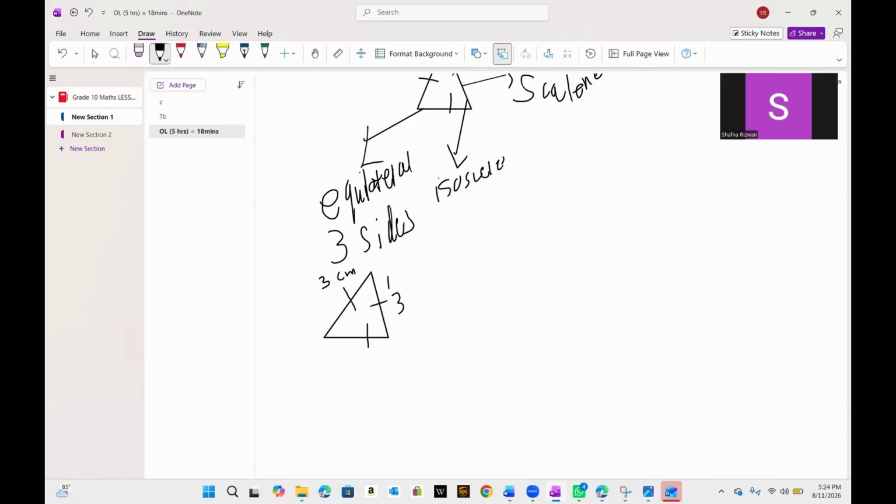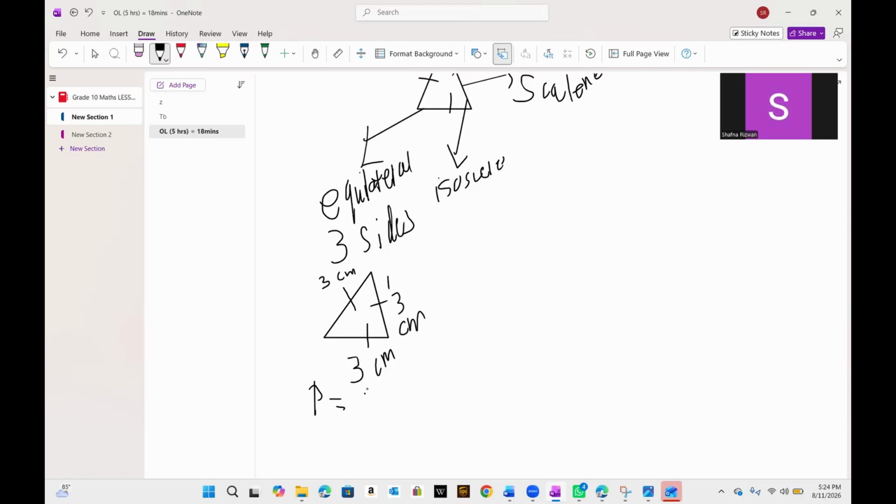Okay, it is also 3 centimeter. And here also it is 3 centimeter. Okay, then to get the perimeter of this equilateral triangle, what can you do? You have to add all the three side lengths. You are going to take the sum of the lengths of all the three sides. If you want to get the perimeter of a triangle, you can add the sum of the lengths of all the three sides.